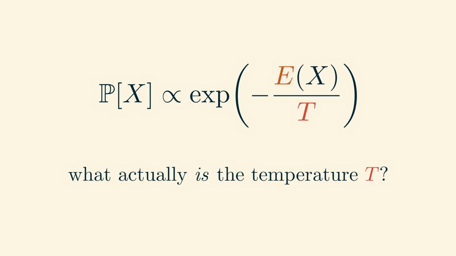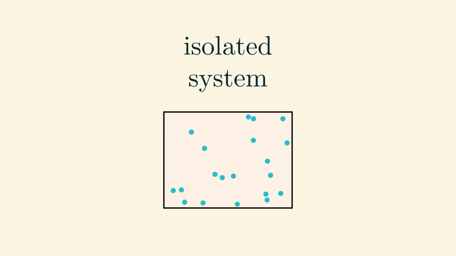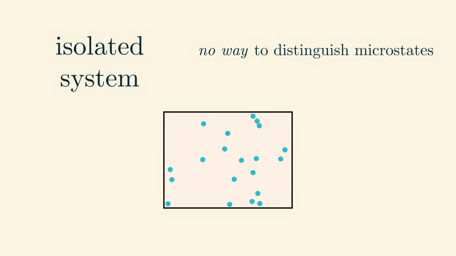Let's first consider a completely isolated system. This system has no way to exchange energy with the outside world, and so every possible microstate of this system has the same energy. In fact, by the same reasoning, there's essentially no way to tell the possible microstates of this system apart in any meaningful way.